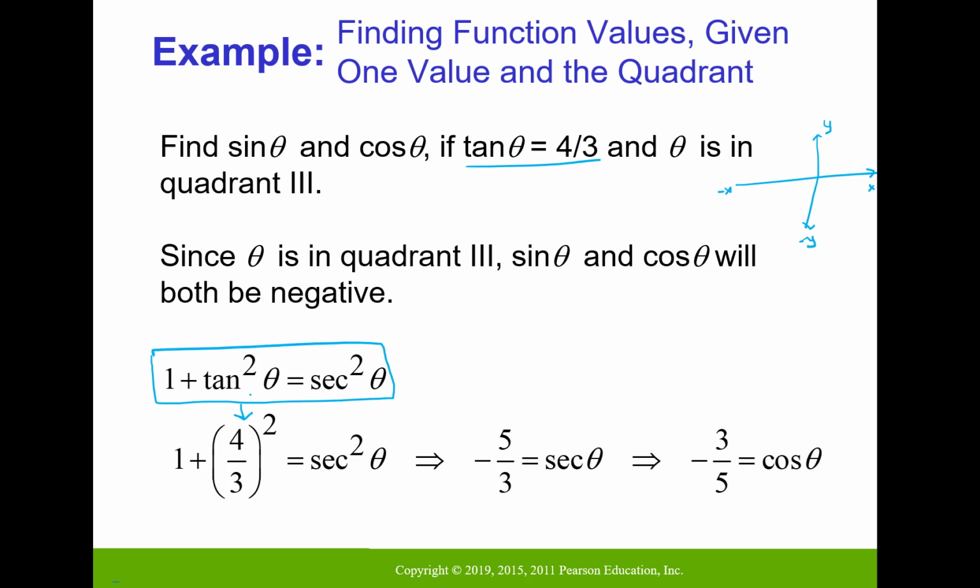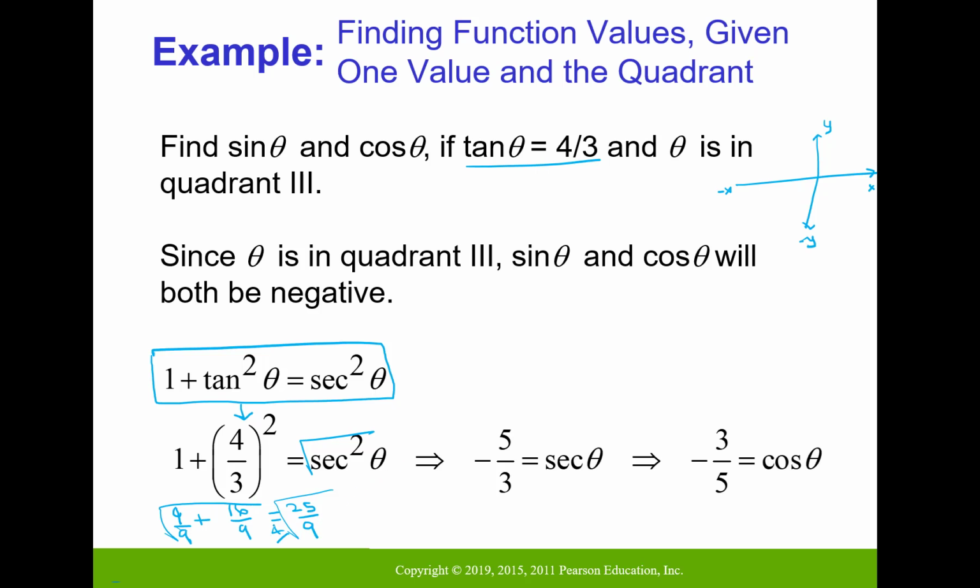So we square that because this is tangent squared. So we want to say 1 plus 4/3 squared, and we know that's equal to secant squared from the identity. So if we square this, we're going to get 16/9. If we add 1 to that with the common denominator, so 1 plus this, we would have 9/9 for a common denominator. And so we would get 25/9, and that's equal to secant squared. So if you take the square root of both sides, then you can get secant. And so you would say plus and minus square root of this, and that would be 5/3.